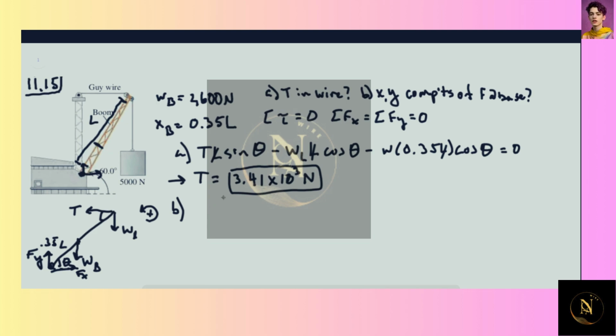For B, so now all of the forces have to add up to 0 as well. So in the x direction, our x force minus the tension has to be 0. So the force in the x direction is exactly the same as the thing we just found.